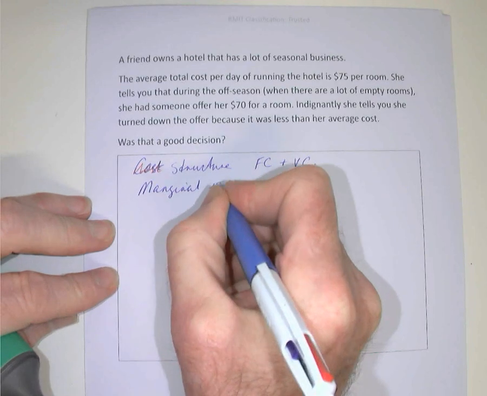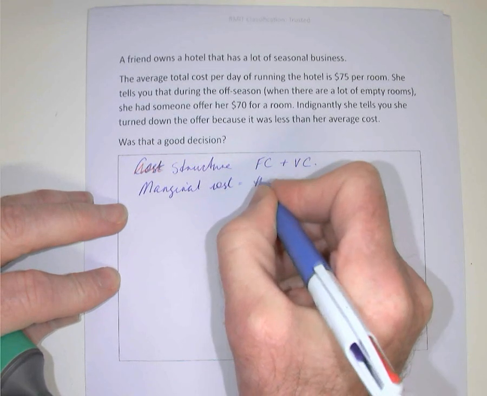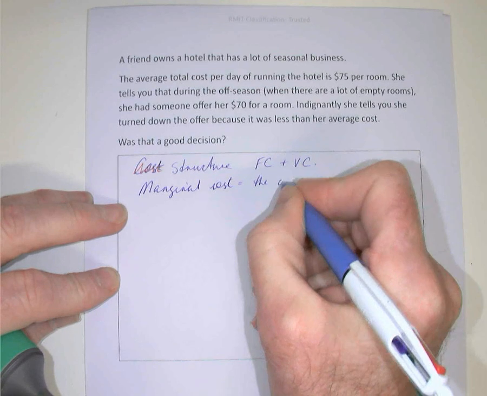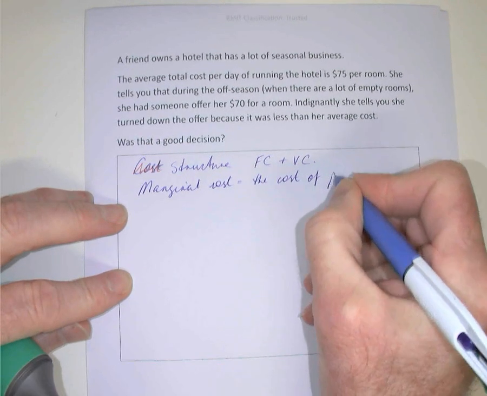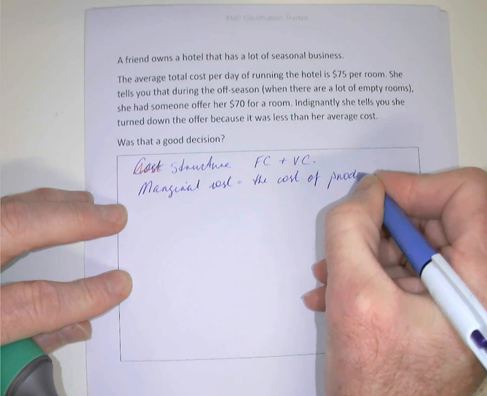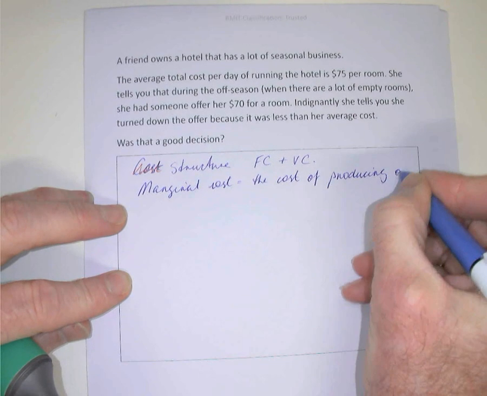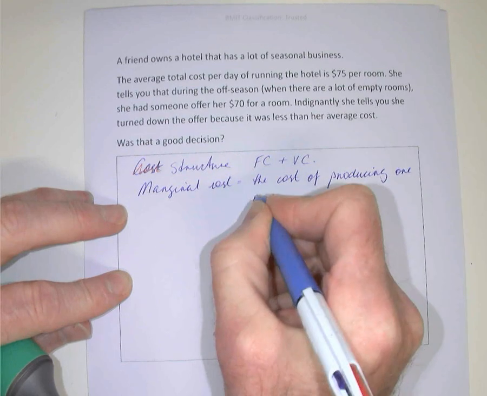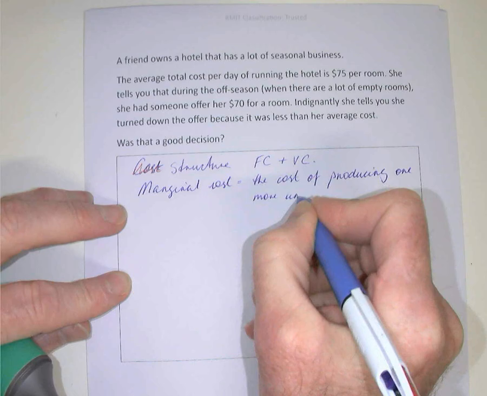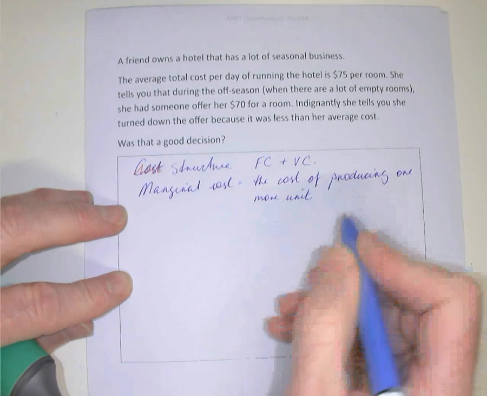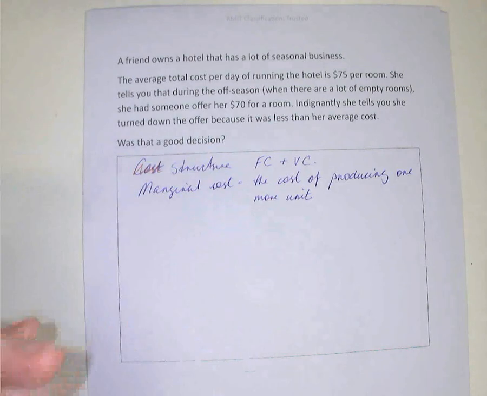Marginal cost is the cost of producing one more unit above your cost structure. So we're going to look at these two concepts here. Now let's have a look at the question.